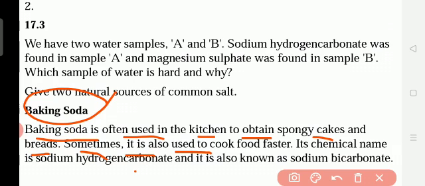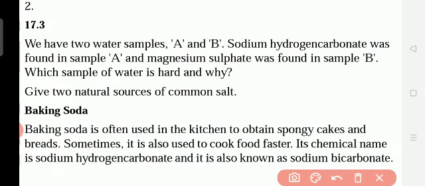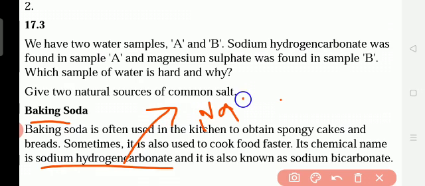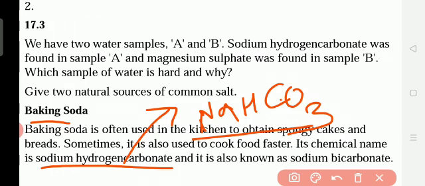Sometimes it is also used to cook food faster. Its chemical name is sodium hydrogen carbonate. Another name for baking soda is what? Sodium hydrogen carbonate. Like this they also ask, what is another name of baking soda? That is sodium hydrogen carbonate. Write the formula for sodium hydrogen carbonate: NaHCO3. So this is sodium hydrogen carbonate.